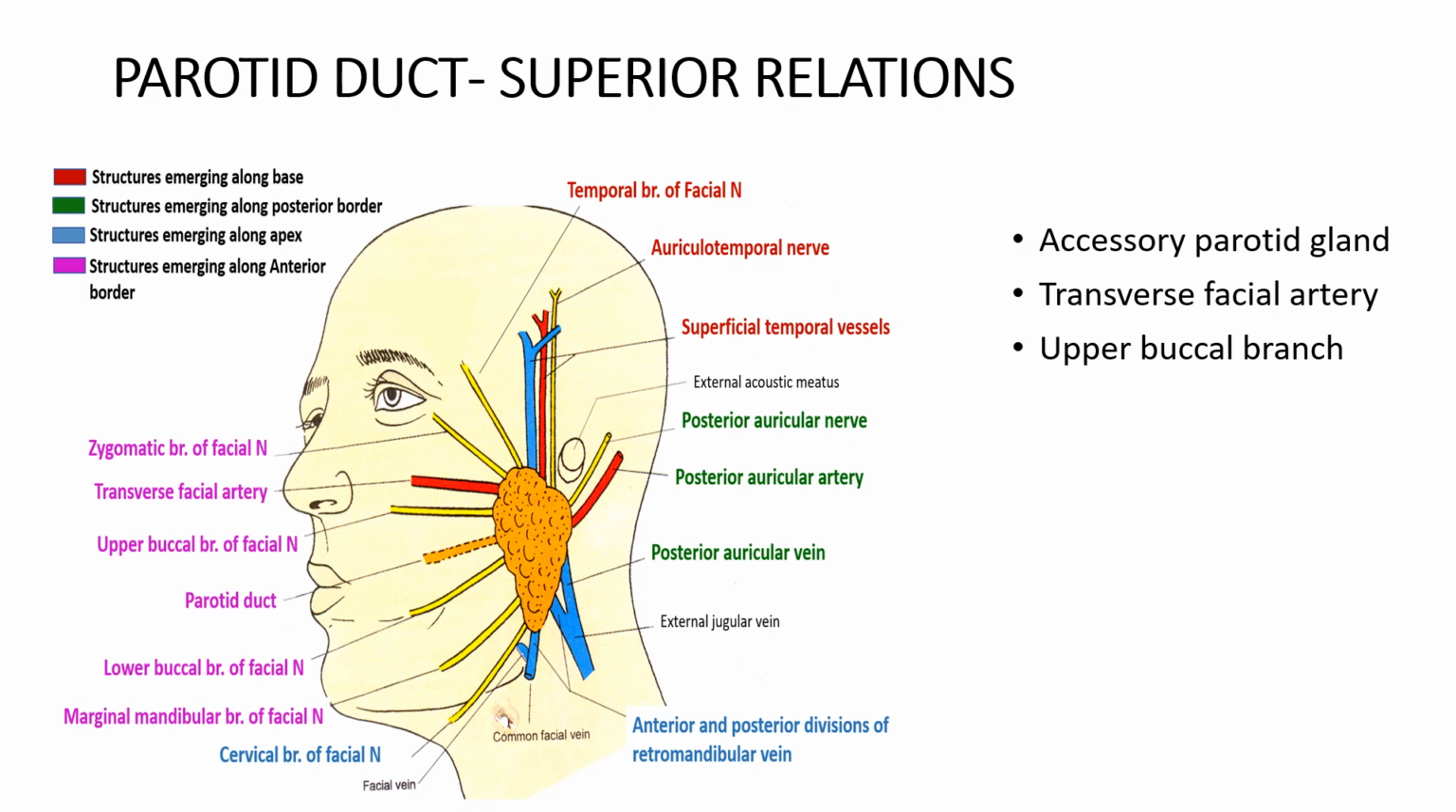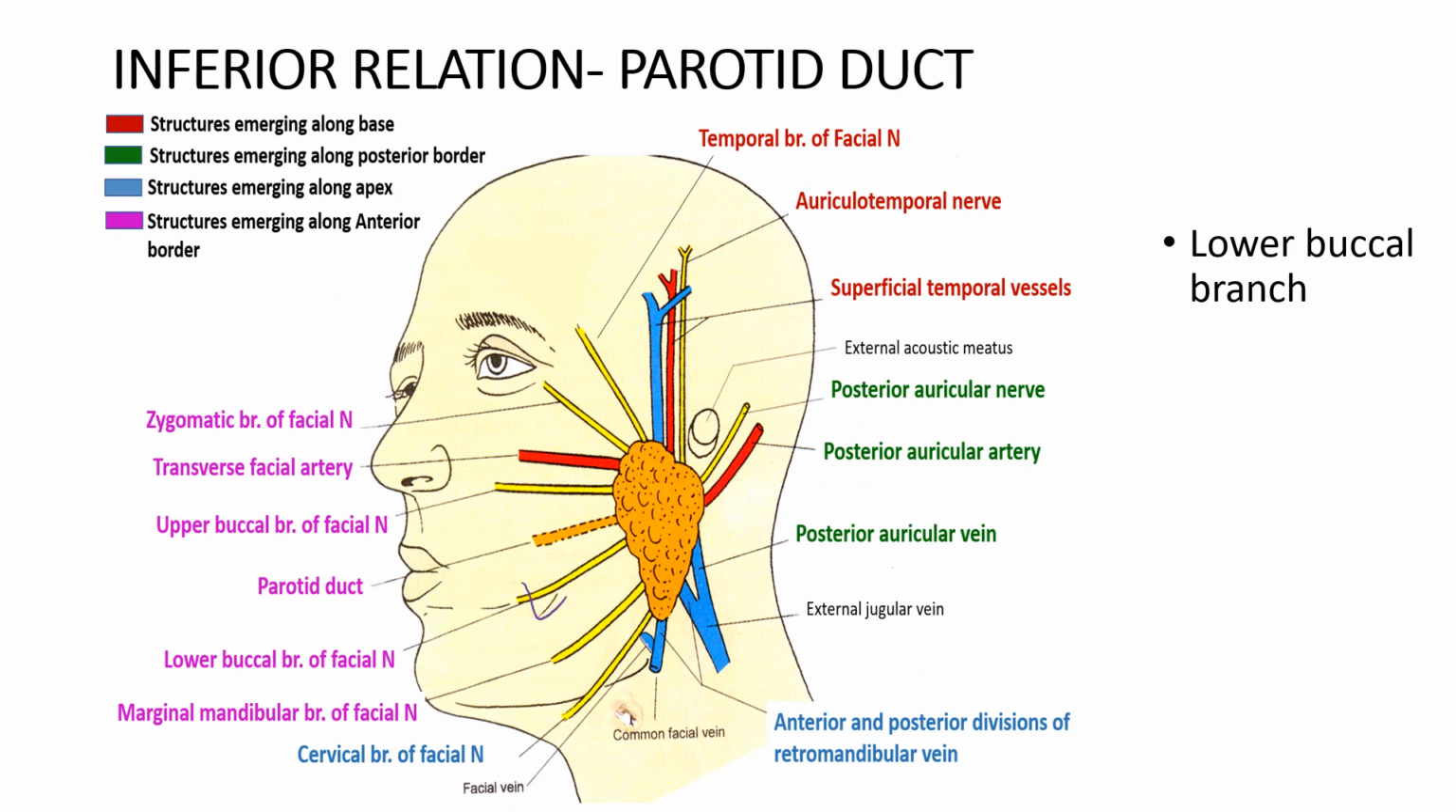Now you can see the superior relation of the parotid duct. This is the parotid duct what you are seeing here. I'll use another color. So this is the parotid duct. You can see superiorly it is related to the upper buccal nerve, and it is also related to transverse facial artery. Inferiorly it is related to the lower buccal branch. See, this is the lower buccal branch of the facial nerve. So inferior relation already discussed, it is related to lower buccal nerve, and superiorly it is related to transverse facial artery and the upper buccal branch of the facial nerve.